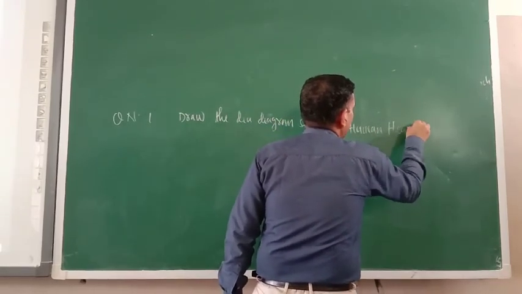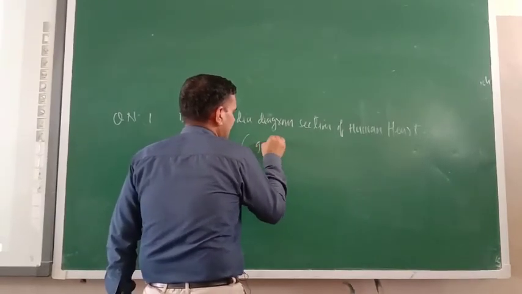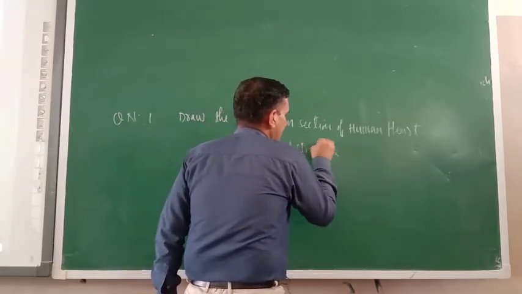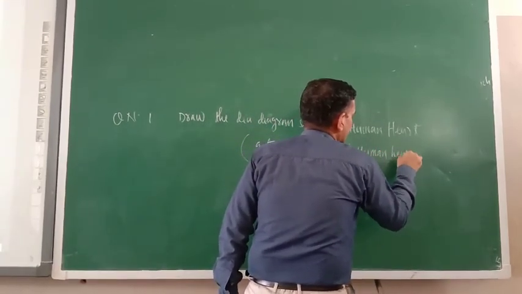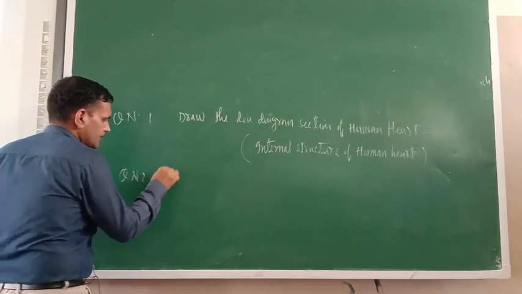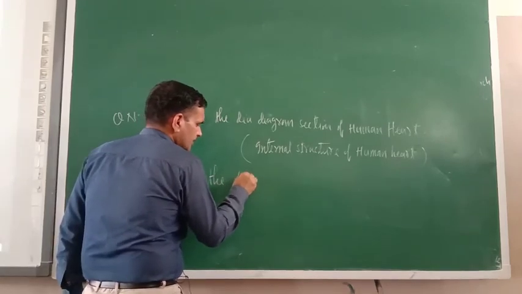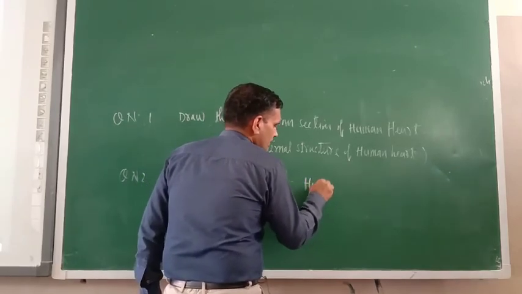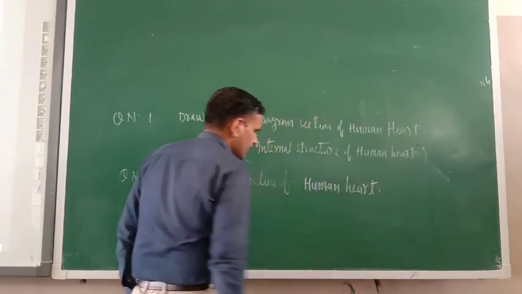Which diagram do you have to make here? The internal structure of the human heart. Okay. Now the next question is, write the function of the human heart. Okay. So as such you have to write as I told you.